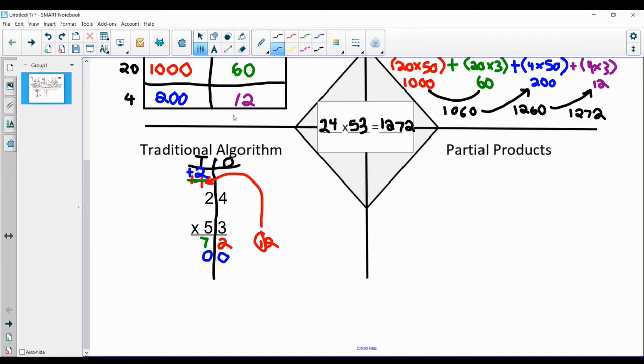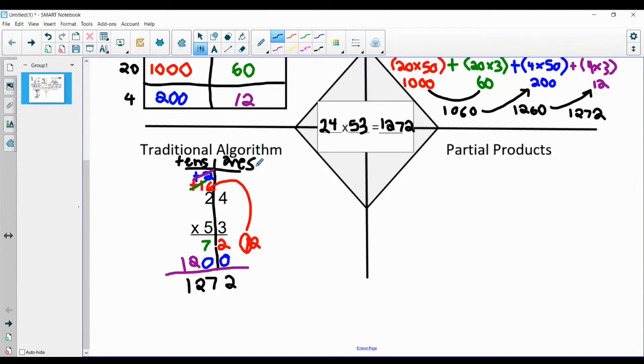Next, I'm going to do 5 times 2. 5 times 2 is equal to 10, plus 2 is equal to 12. And my final step is to add these together. So 2 plus 0 is equal to 2, 7 plus 0 is equal to 7, and then I have 12. 24 times 53 is equal to 1,272.